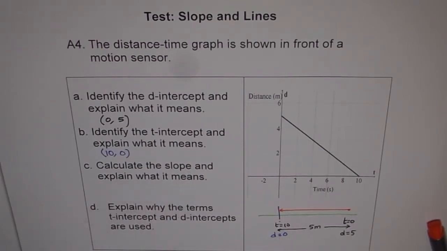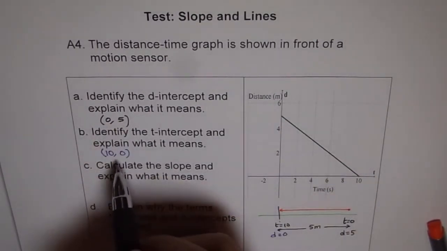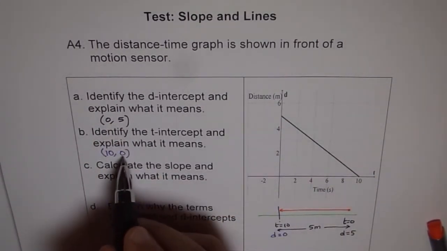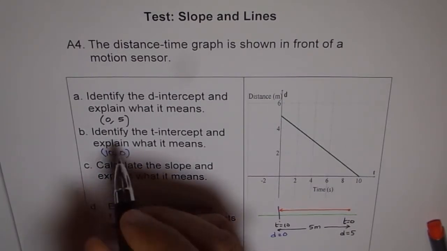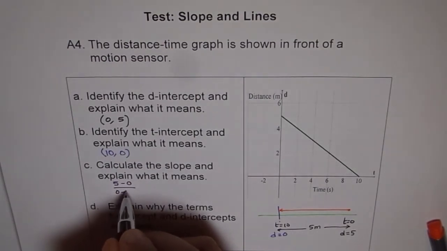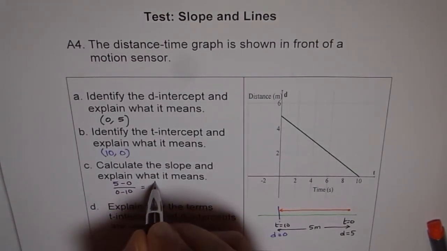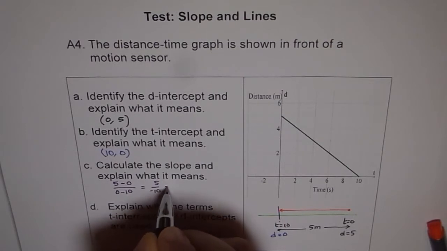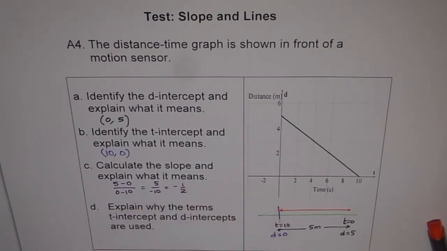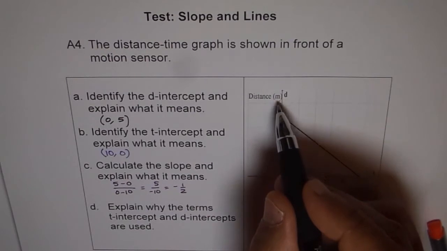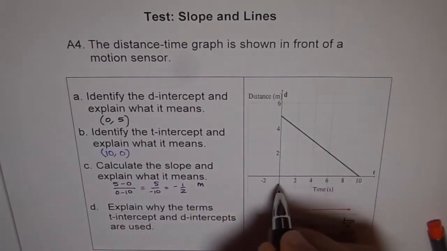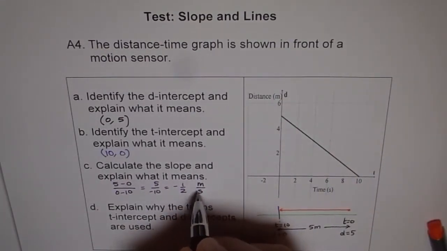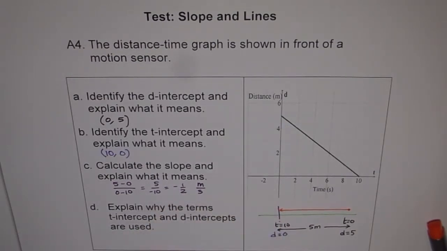Calculate the slope and explain what it means. Slope is rise over run. So here you could use these two points. 5 minus 0, divided by 0 minus 10, which is 5 over minus 10, which is minus half. And what are the units? Rise means meters, and time is in seconds. So it's meters per second. So minus half meters per second.